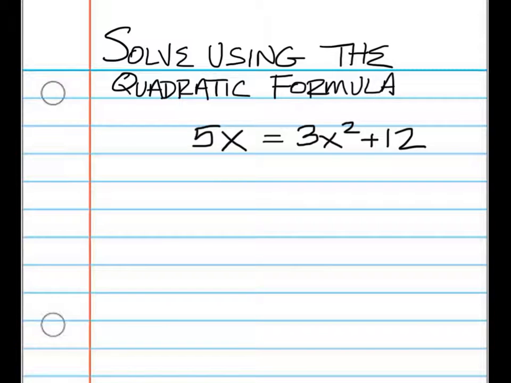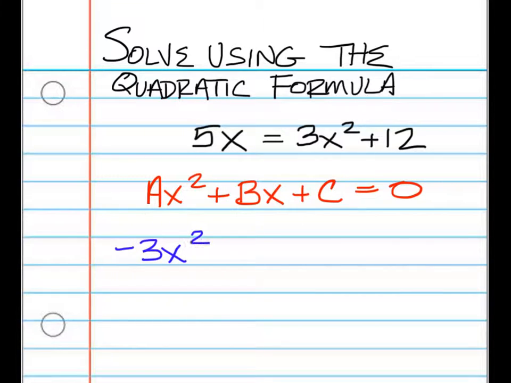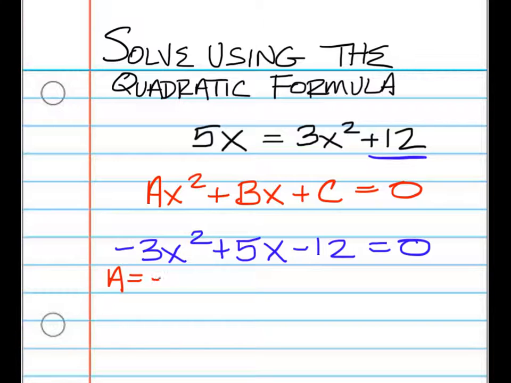Lesson 15 is this. Solve the quadratic, or solve using the quadratic formula. You can't use the quadratic formula until you put it into this form: ax squared plus bx plus c equals 0. So that means you would have to move your 3x squared to the left. You already have a 5x. Move the 12 to the left. Change the sign. What is a? Negative 3. What is b? 5. And what is c? Negative 12.